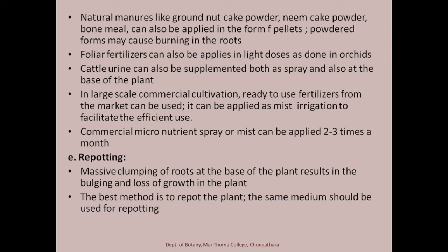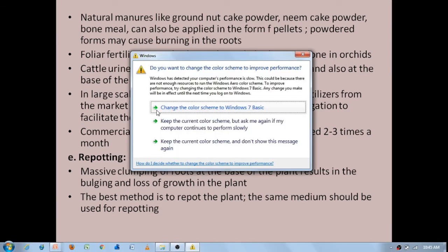Repotting is also to be done because after luxuriant growth there will be clumping or bulging of the roots because of overgrowth of roots. So we have to repot the plant in between because this clumping will finally result in lowering of the growth of the plant. In order to provide good, luxuriant growth to the plant, it should be frequently repotted. And while repotting, one thing to be noted is that the same medium should be provided.